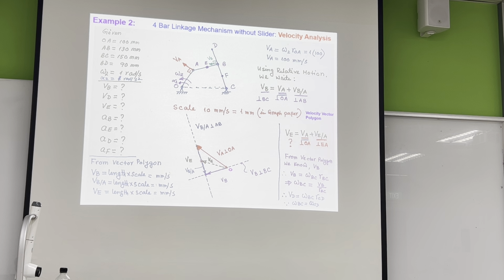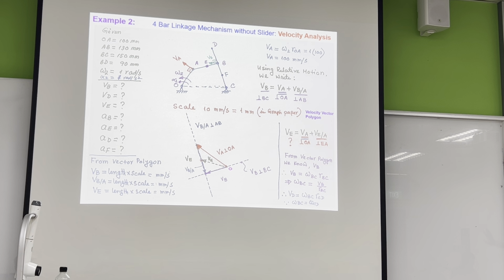As our VA is going this way, our VB should also go in that direction. Our logic says so. But we don't need to worry about that. Our vector polygon will tell us exactly what's going on. Logic is a cross check with our vector polygon. Clear?